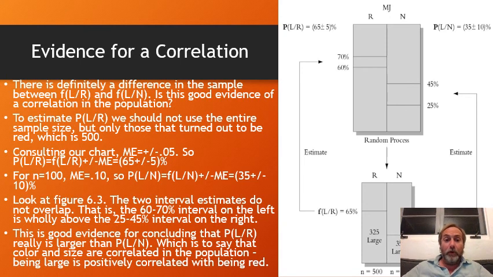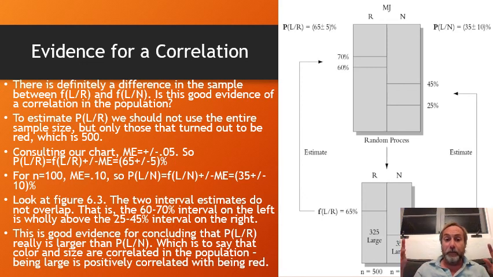So in the sample, we definitely see a difference, again, between the frequency of large conditional on red and the frequency of large conditional on non-red. The question is: is this good evidence of a correlation in the population? Well, this is sort of important to keep in mind because this will matter when you eventually have to calculate these things. So pay attention right here.